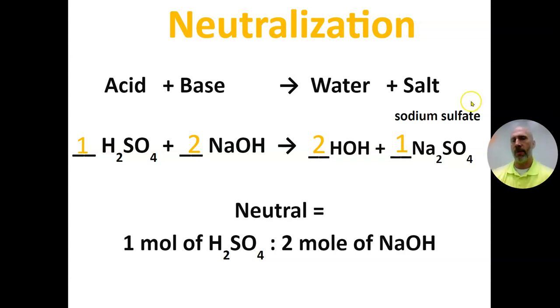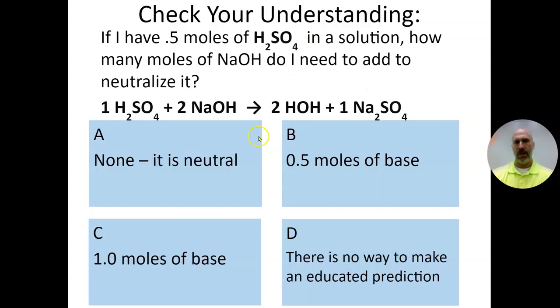All right. Now, what about this one? This is a different acid, a different base. We have a 1-to-2 ratio. Now think about this. If I have 1 mole of the acid, how many moles of base will I need? It's a 1-to-2 ratio. Good. The correct answer there is 1.